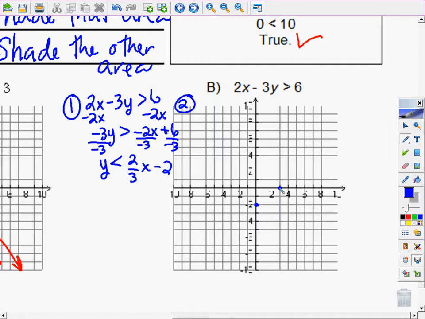1, 2, 3. And it's going to be dotted. Why is it dotted, Priscilla? Because the sign is a strictly less than sign, right? So strictly less than. I don't want to ever be equal. I just want to be strictly less than.